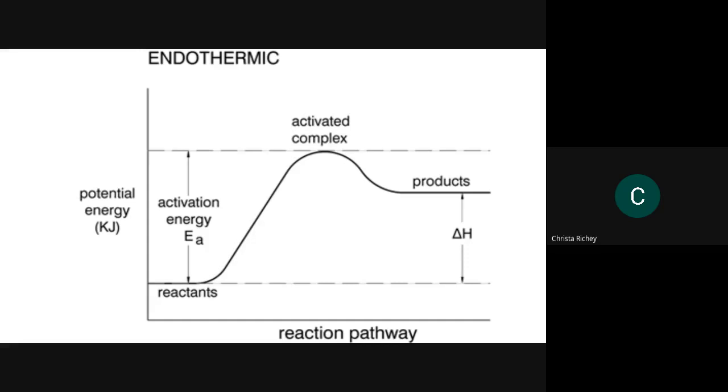Your activation energy will be from the hump, the top of the hill, only to the reactants, not all the way down to 0, because you already started with reactants. They already have energy. They have potential energy. That is your activation energy.